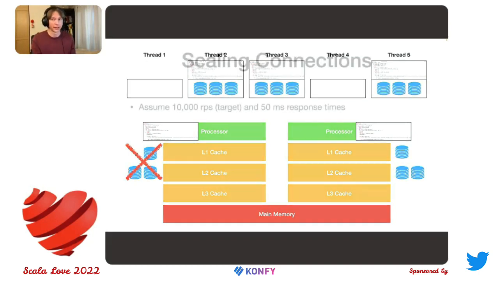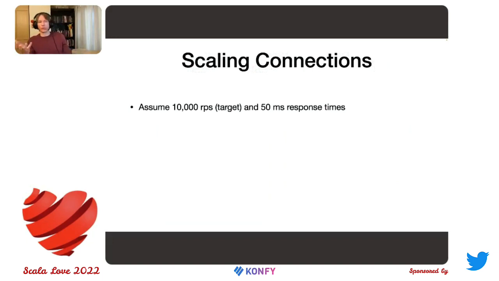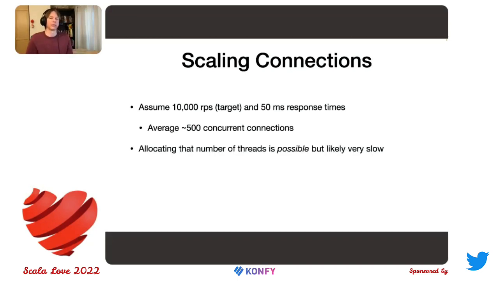In tension against all of this, though, is the fact that we have many semantic processes that we are trying to execute. So if we assume, for example, that we're trying to target 10,000 RPS on a single node and 50 millisecond response times, which are very typical metrics for a high-scale tier 1 service, that means that we need to average about 500 concurrent connections at any point in time. It's going to fluctuate above and below that, but that's roughly what we have to be able to do. Allocating that number of threads is possible, but really, really slow.